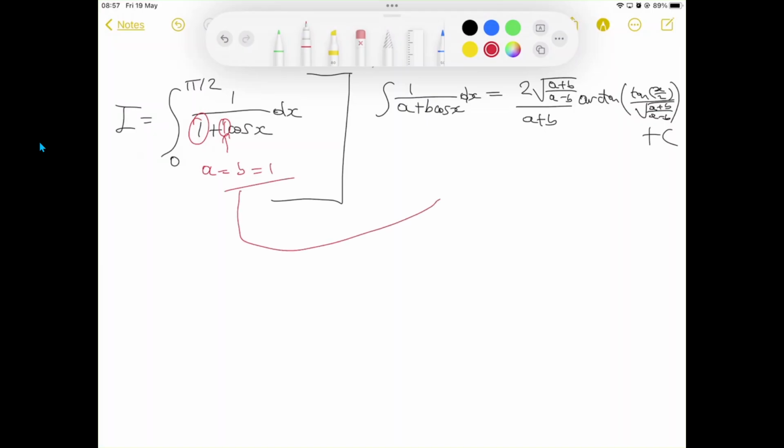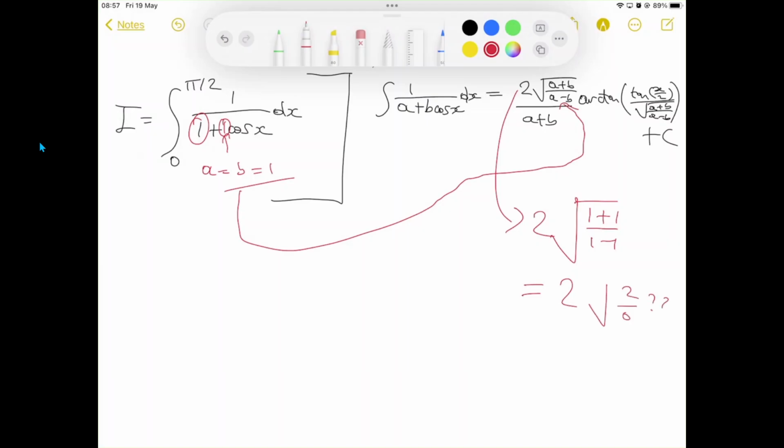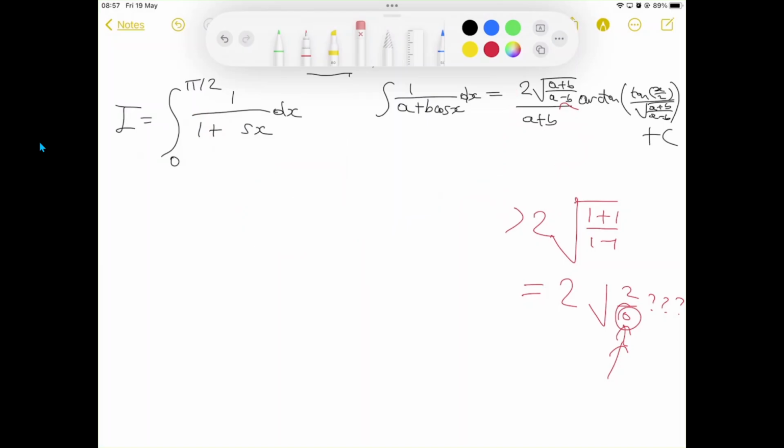What's the issue with this? The issue is if you plug in a and b as 1 into this bit, for example, let me just zoom into this, you get 2 root 1 plus 1 over 1 minus 1, which is equal to 2 root 2 over 0, and that's where the issue lies. We're not allowed to divide by 0, so what are we supposed to do with this? Well, I have an answer for you, and that answer lies in calculating stuff using limits. So let's use some limits, and you get some crazy cool stuff.